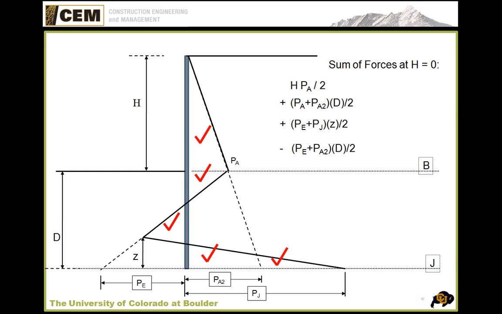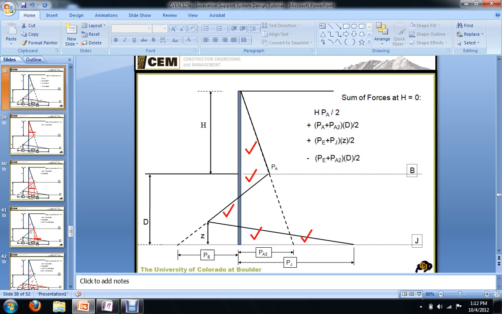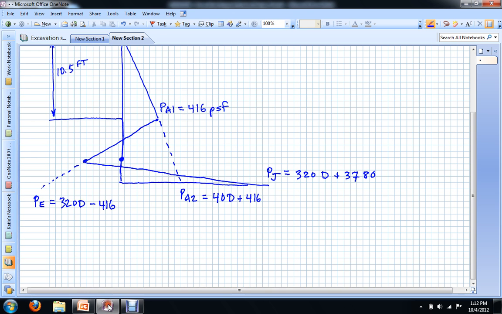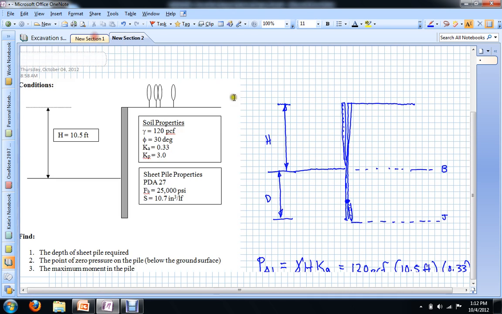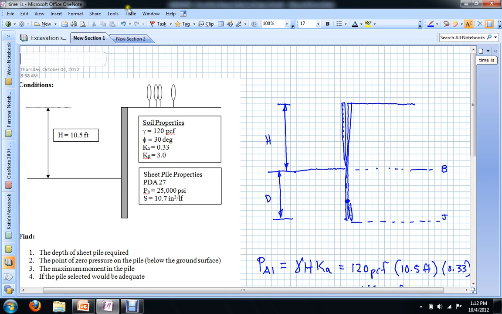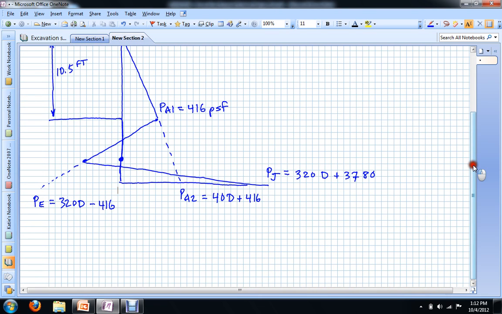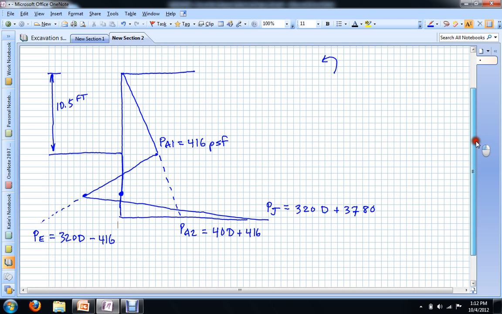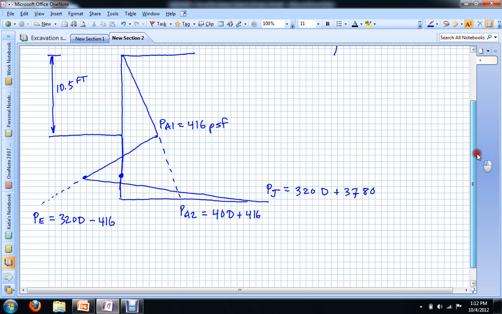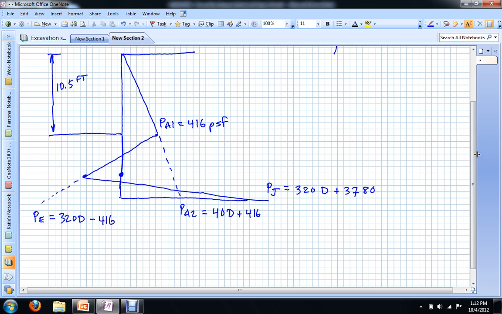All right, what I'm not going to do is write this out for you, because we can go to our example problem. If I open up our example problem, you can do all of this in terms of the values you're given here. More importantly, you can do it in terms of PA1, PA2, PJ, PE, D, and Z, which we can label. Why don't we label D and Z? D is going to be this depth here, extend that a little bit further, and Z is going to be here.